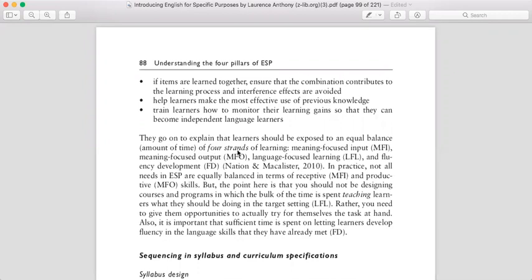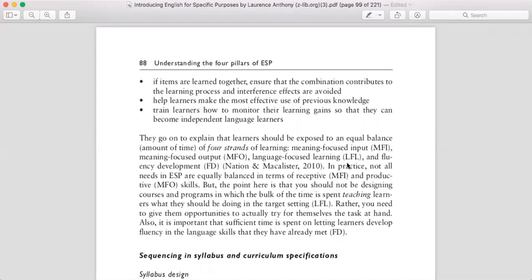One is meaning focused input, and this input can be given through reading and listening. These two are the input strategies. And how do you find the output of these strategies? Through meaning focused output, right? The third strand is language focused learning. This is more about the structural approach, learning the structures.